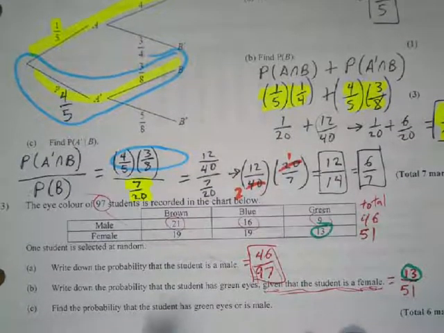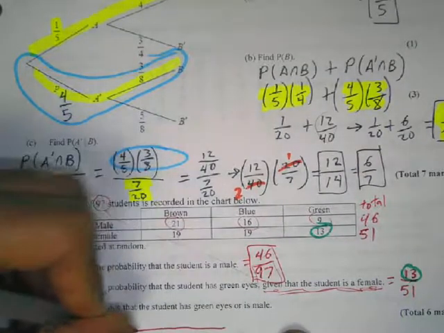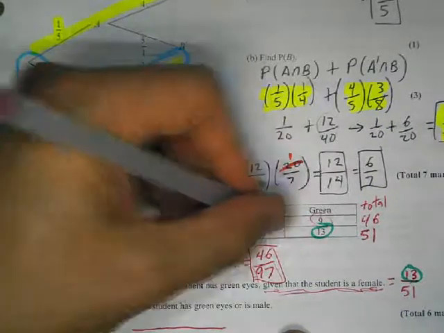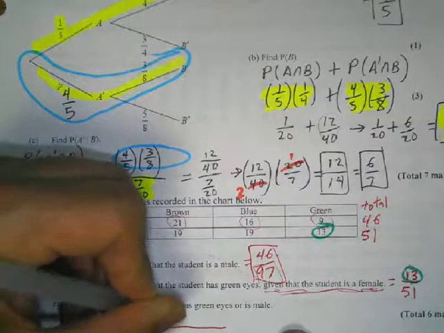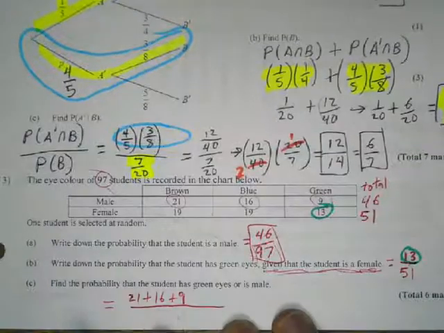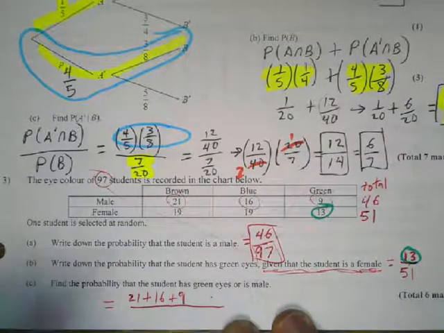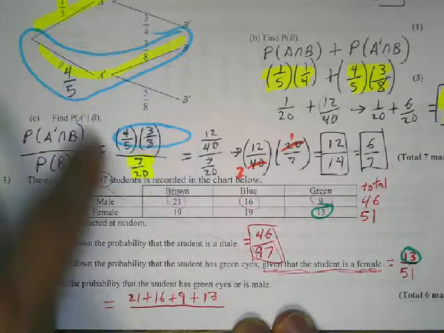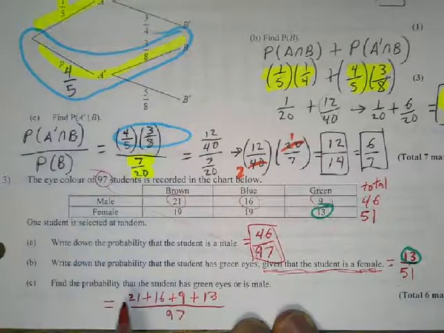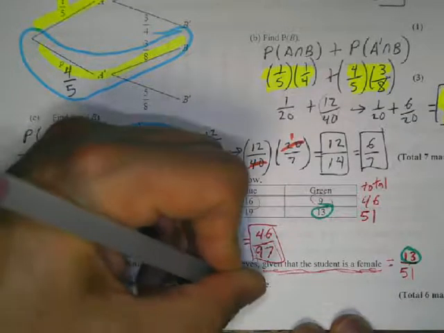So my numerator is going to be 21 plus 16 plus 9, because those are all the males. My denominator is going to be green eyes or male. So we also have the female green eye people, which is 13. And then my denominator is the total number of students. So these are the number of males, and these are the females that have green eyes. So, and this is 59/97.